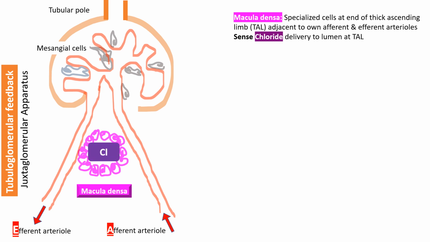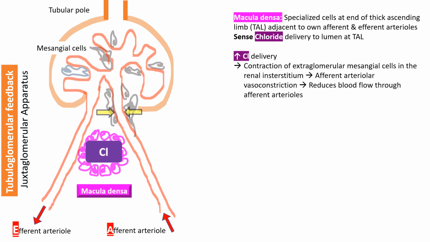High chloride delivered signifies high glomerular filtration. To avoid continuing high chloride loss into the urine, extraglomerular mesangial cells in the renal interstitium contract to vasoconstrict the afferent arteriole to reduce blood flow through afferent arteriole, thereby reducing glomerular filtration and subsequent renormalization of the degree of chloride and accompanying volume loss.